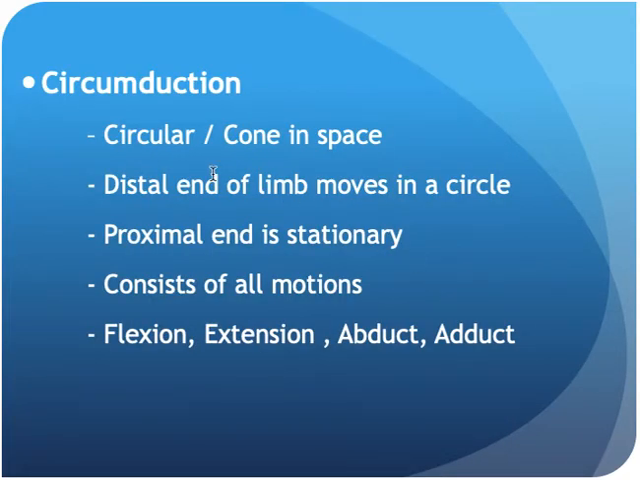So here is circumduction: a circular, cone shape in space. The distal end of the limb moves in a circle, so that would be your hand for your shoulder. The proximal end is going to stay stationary. Again, this is a combination of all the motions that we just talked about.